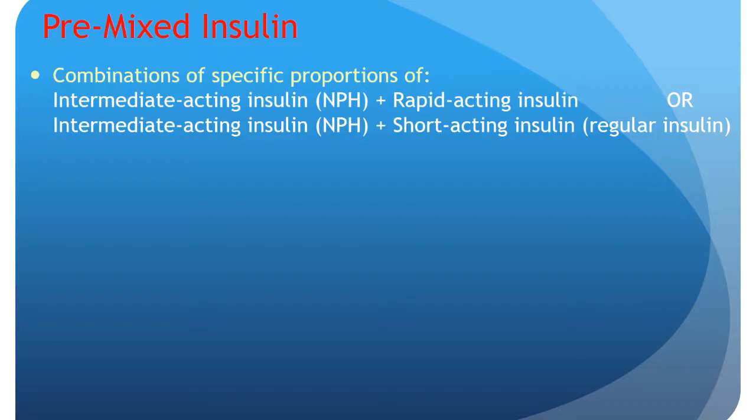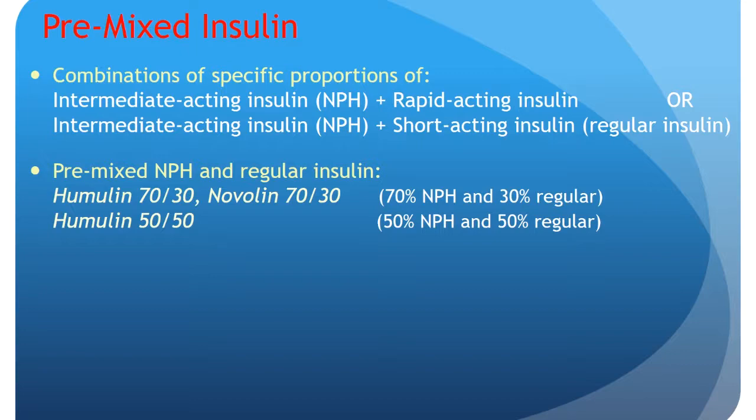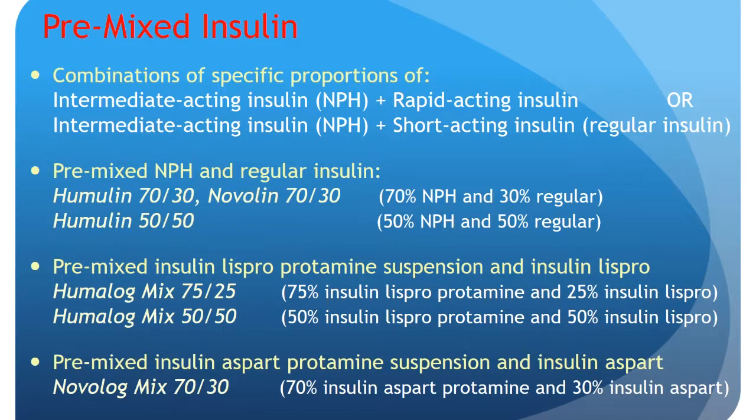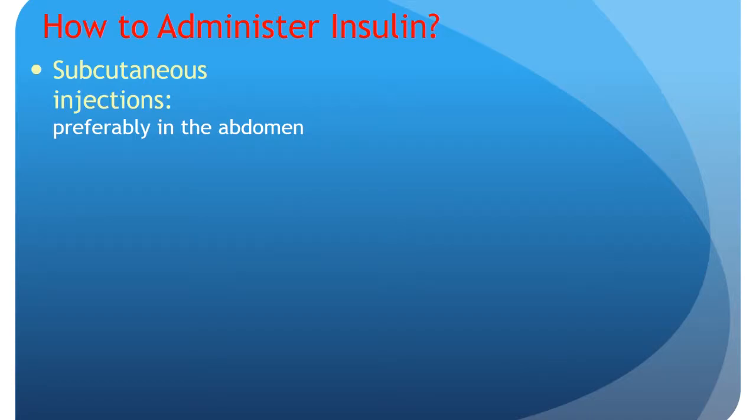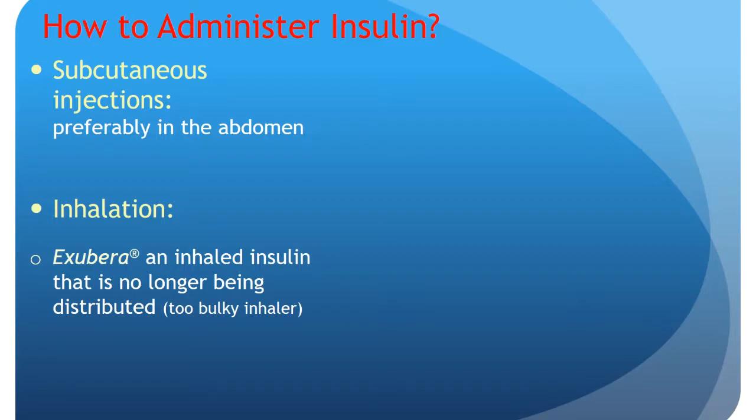Exubera was the first inhaled insulin that was tried a few years ago, but the inhaler was too bulky to be used. And recently they released Afrezza. Afrezza is a very handy device that you can administer inhaled insulin with. Still, it has not gained much popularity, and the basic technique of administering insulin is still subcutaneous injection, either by vial and syringe or by the pen device.